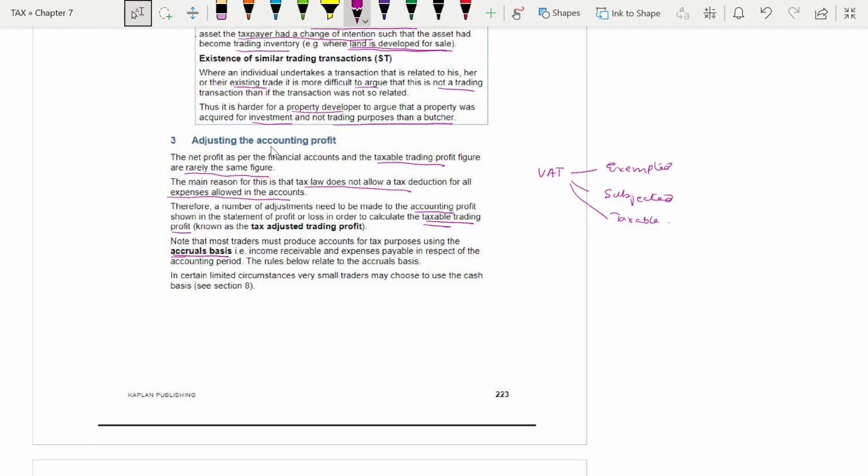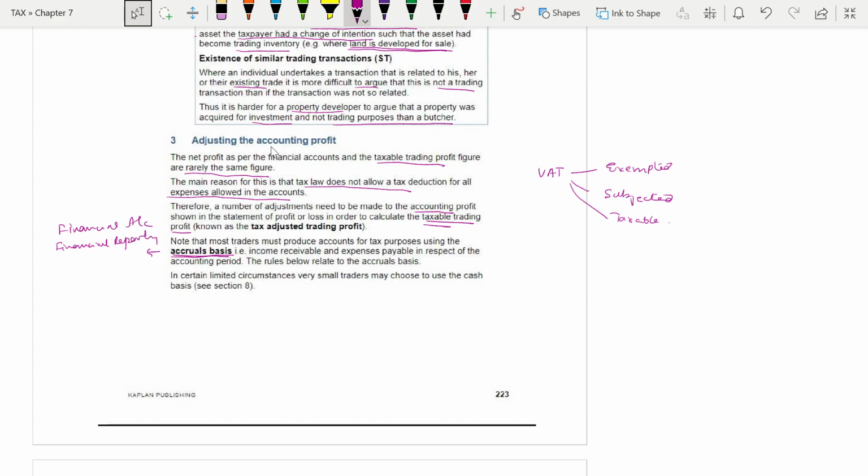What does it mean? What does accrual basis mean? Any idea? I don't remember. You have done it in financial accounting, in financial reporting.